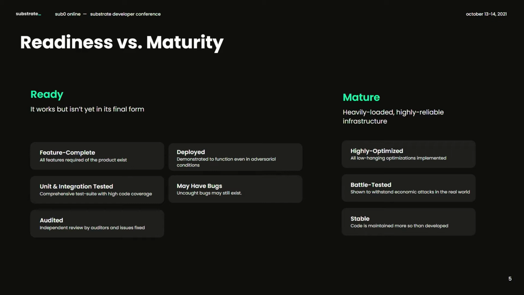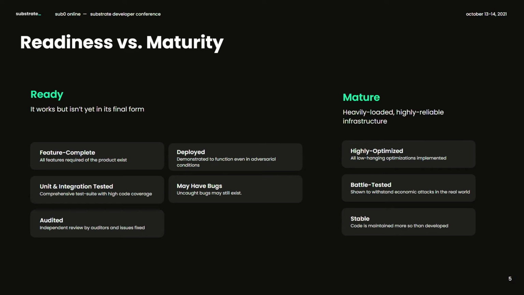For example, I take something like the Shanghai attacks on Ethereum, right? That was really battle testing Ethereum back in late 2016, where people were really going at it and trying to destroy the network. And when something is shown to withstand economic attacks in the real world, that's a huge step towards maturity. And the code is stable. It's maintained more so than it is developed. And that means that the innovation at that point is not happening as much on this level because it's infrastructure, and growth is occurring more at the fringes.